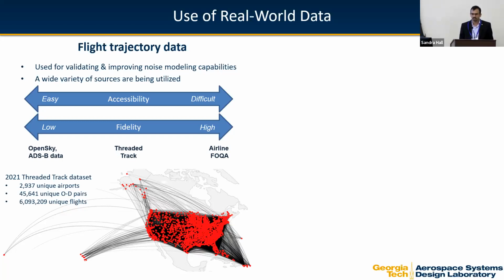So something in the middle is the threaded track data set. This is a highlight of the latest data set that we have for 2021. We have about 3,000 unique airports and 6 million flights. So that's a lot of data that we're working with.